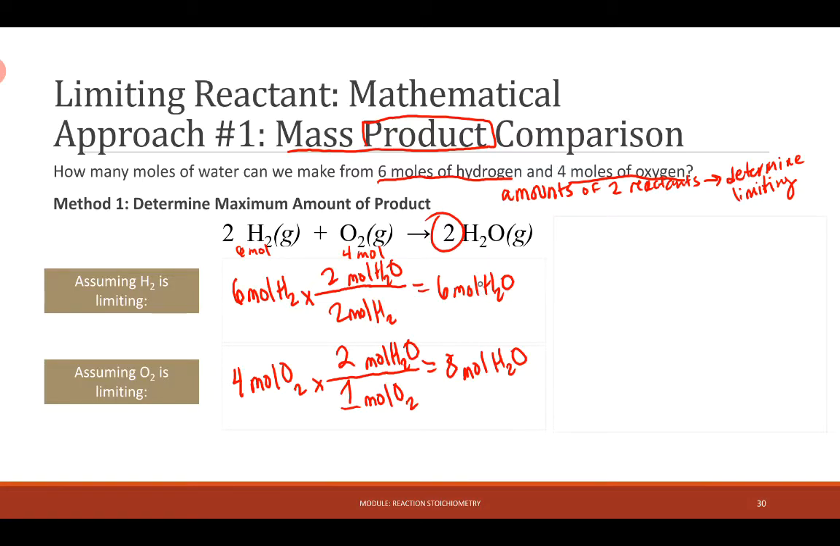But I'm going to be stopping this reaction once I get to 6 moles of H2O, because at that point I'm out of H2. I can't make 8 moles of H2O because I'm out of hydrogen gas by the time I reach 6 moles. And so pick the smaller amount. And so that means that H2 is limiting.